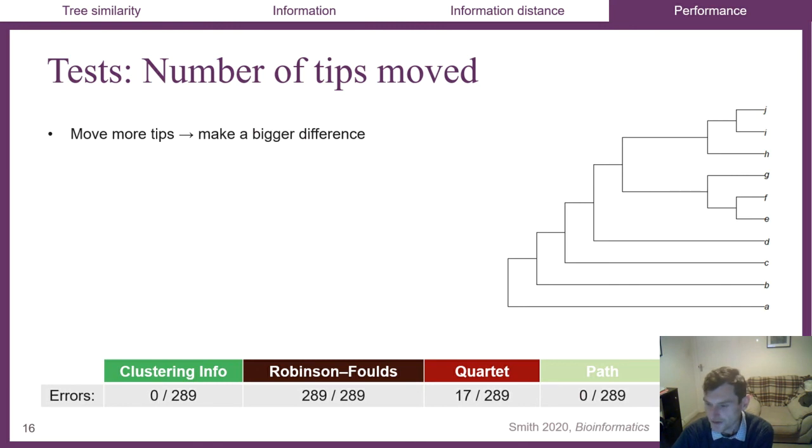Alternatively, I might expect that if I move two tips to some other location on the tree, I'm going to get a tree that's more different to the starting tree than if I just move one tip to that same location. And that is indeed the case all the time with the clustering information distance, but the Robinson-Foulds distance never exhibits this expected behaviour.